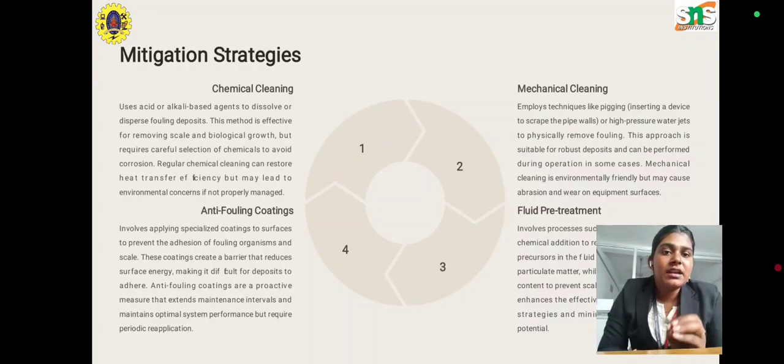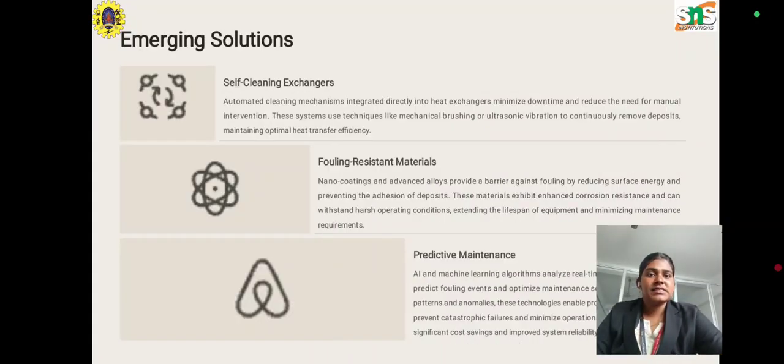And next is anti-fouling coating. So we can coat the materials with anti-fouling coatings so that fouling and scaling can be avoided. Next is mechanical cleaning. It employs techniques like pigging, that is, inserting a device to scrape the pipeline, which can be done. Next is fluid pre-treatment. Mostly hardness causes the scaling, so we can pre-treat the fluid and then further process the fluid for heat transfer.